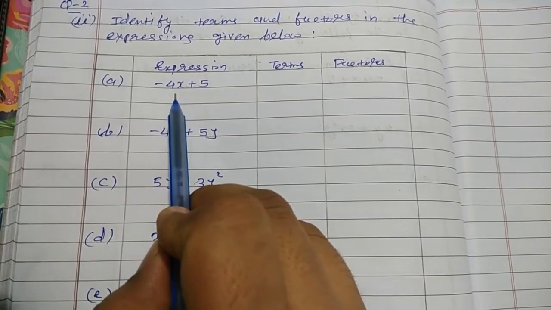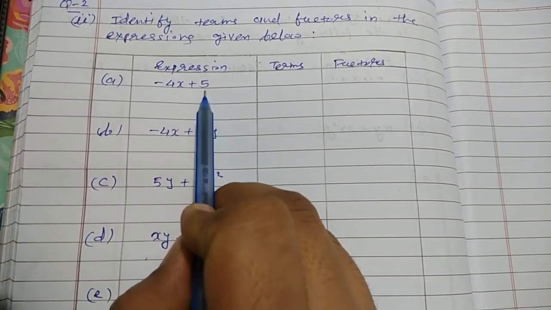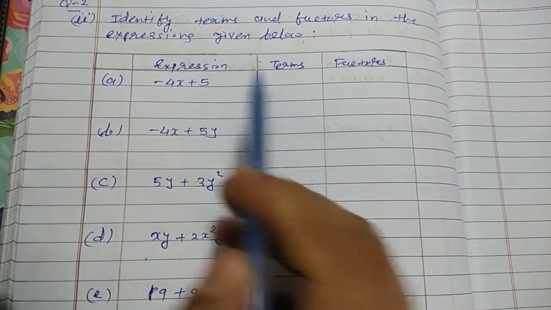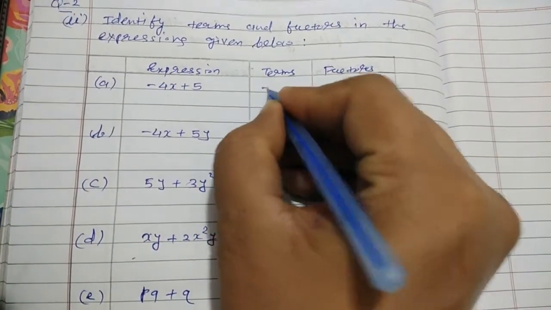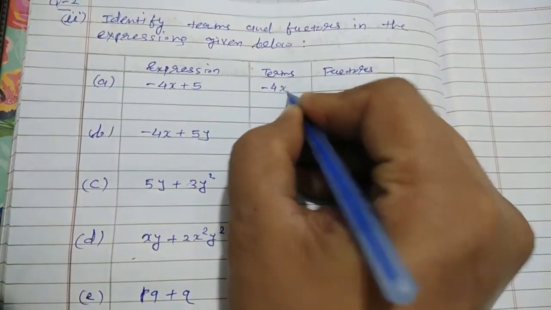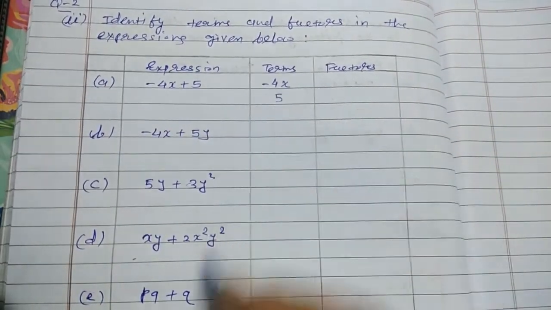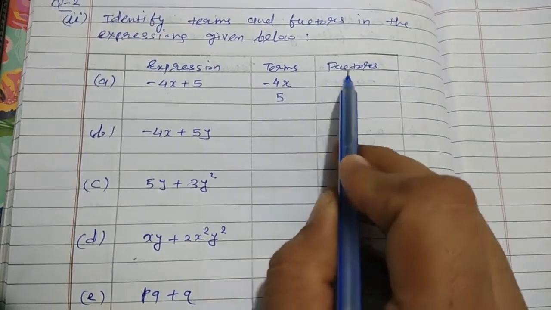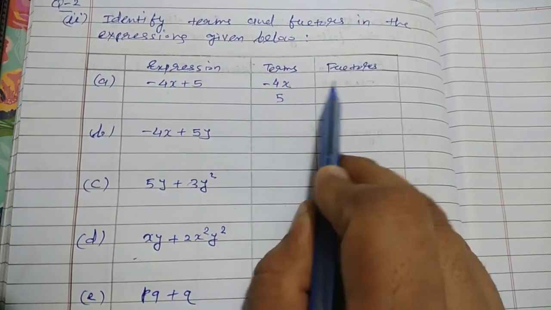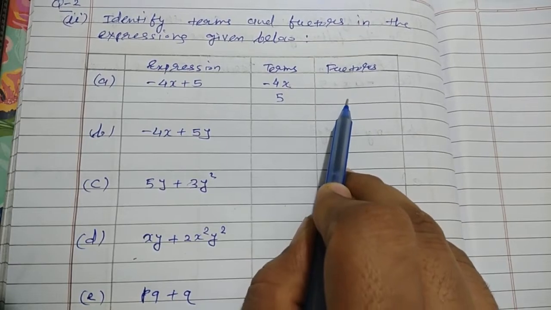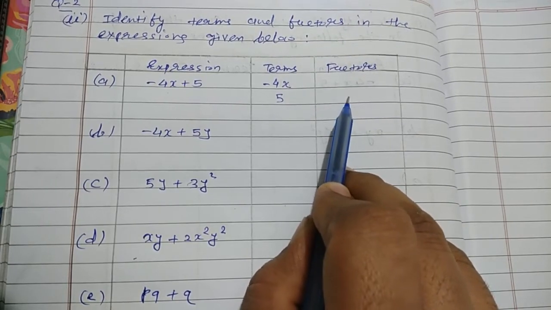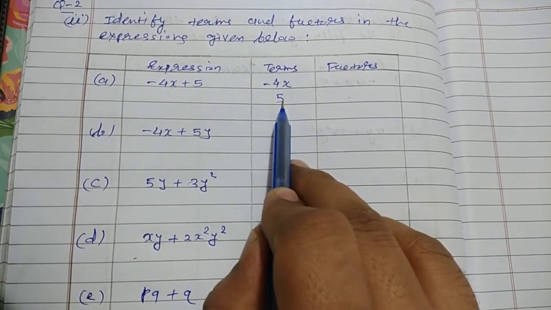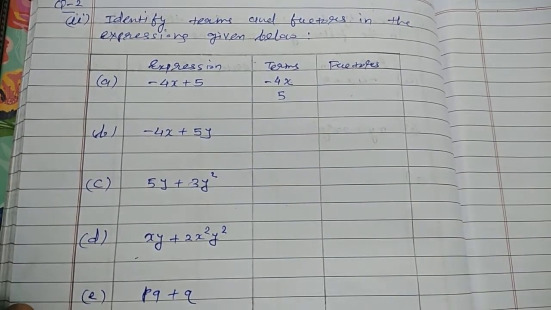So in this expression minus 4x plus 5, there are 2 terms. Number 1 is minus 4x and the second is 5. So in the first term we will write minus 4x and in the second term here we will write 5. Afterwards we will write the factors. So here we will write the factors for minus 4x, and in this row we will write the factors 4, 5.